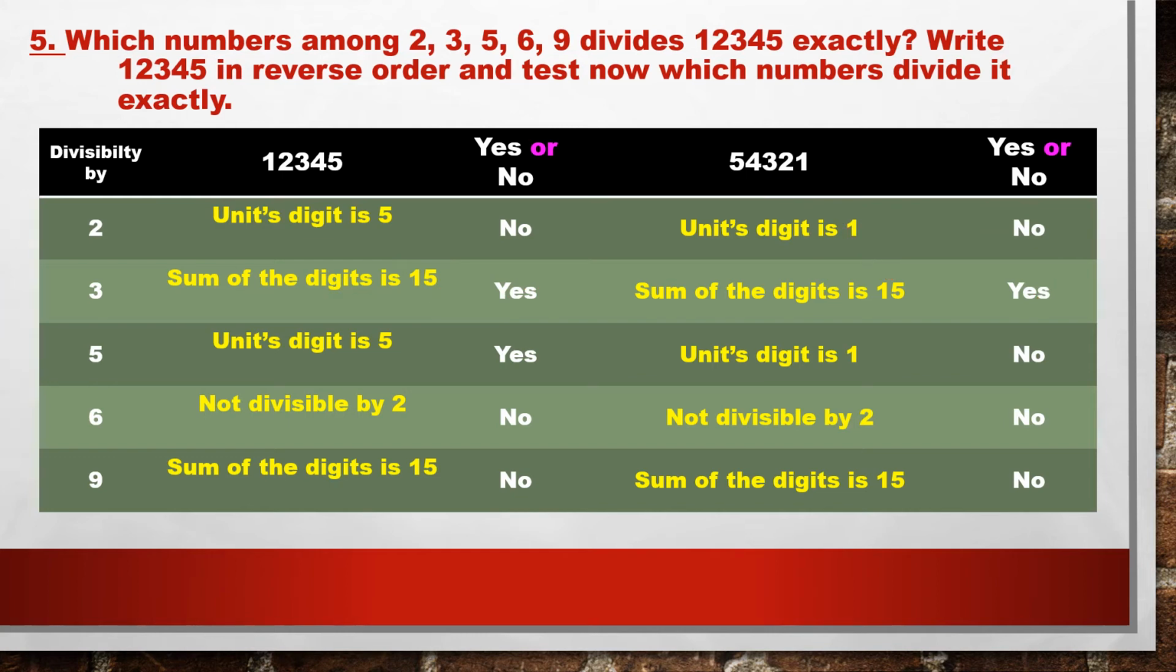Now next is 5. The 5 divisibility rule is that the last digit should be 5 or 0. Right? Here we have 5, so it is divisible. Yes. In the reversed number the last digit is 1, not 0 or 5, so it is not divisible.